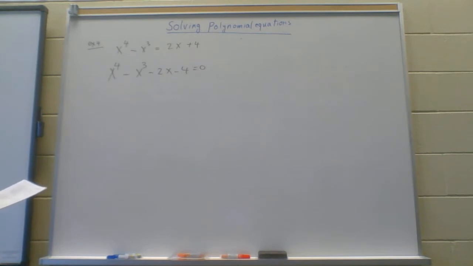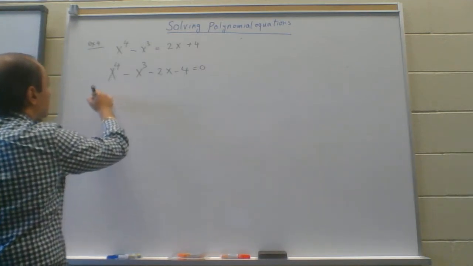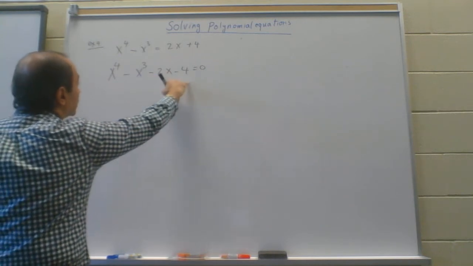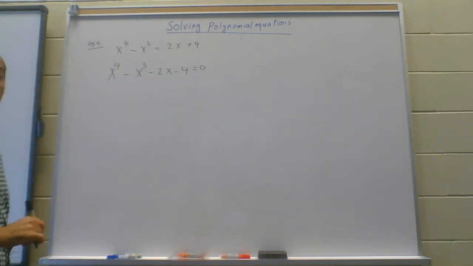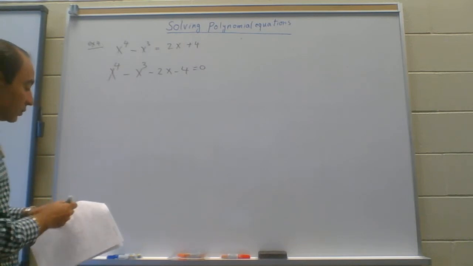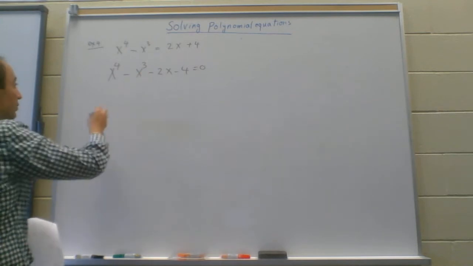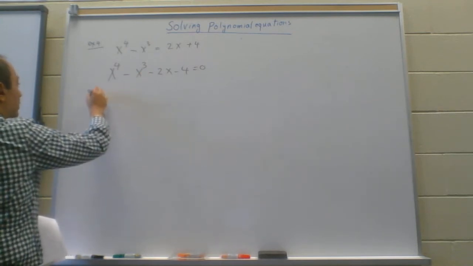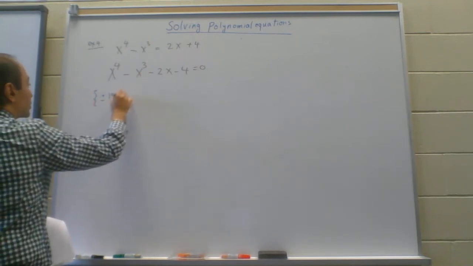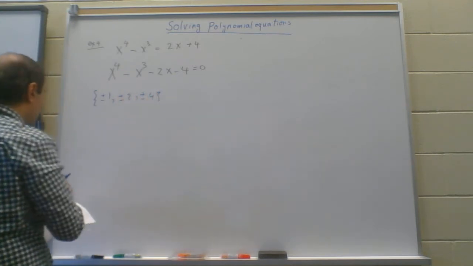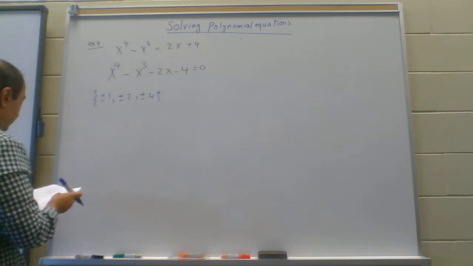Now, if I try to factor by grouping, it will not work because I will end up with x minus 1 here and x plus 2 here. So factoring by grouping will not work. So I have to use the long way of factoring. I will get all the possible values for b over a, which are plus or minus 1, plus or minus 2, plus or minus 4. Then I will try them one by one until I get 0.